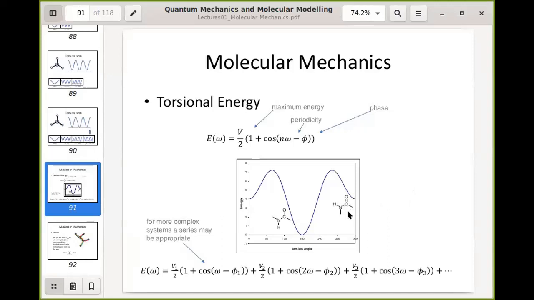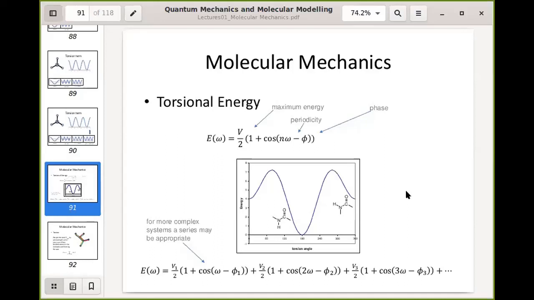But in some cases, we can build up this potential energy surface by adding more than one cosine function together. So this exact potential energy surface is built up by adding 2 different cosine functions, both with different periodicities. Okay, so building up the torsion term is not a straightforward task.